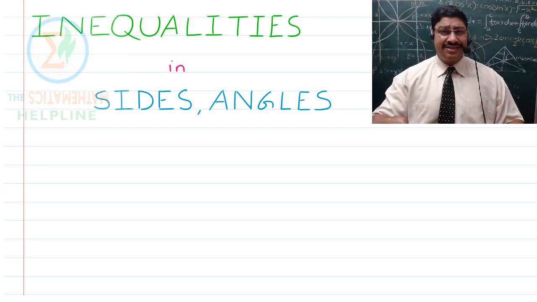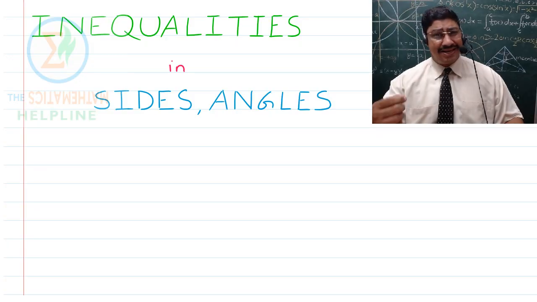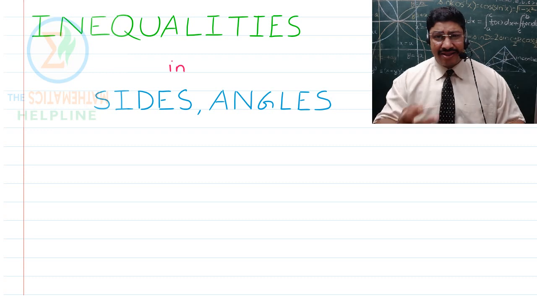Now, this theorem tells us that opposite to a greater angle in a triangle, you have the greater side, and similarly opposite to a lesser angle in a triangle, you have the lesser side, right? Thus, you can compare two sides in a triangle.